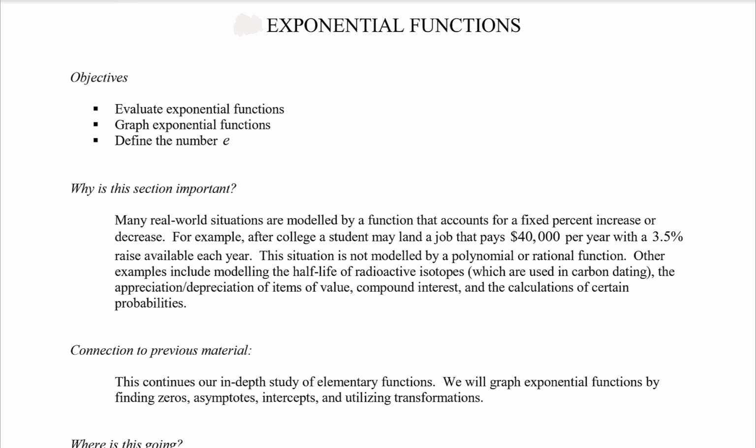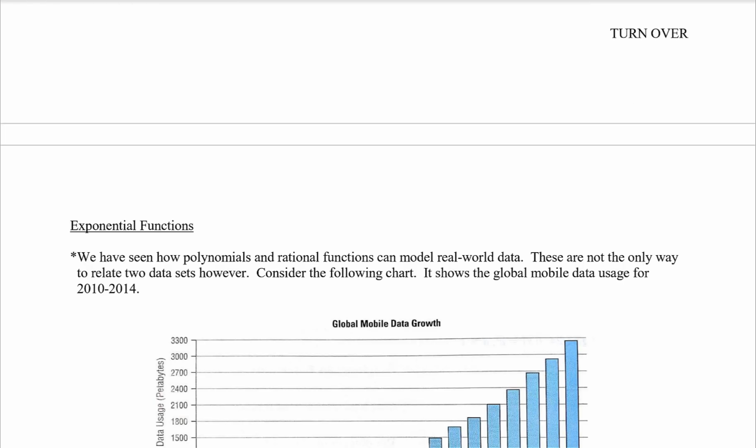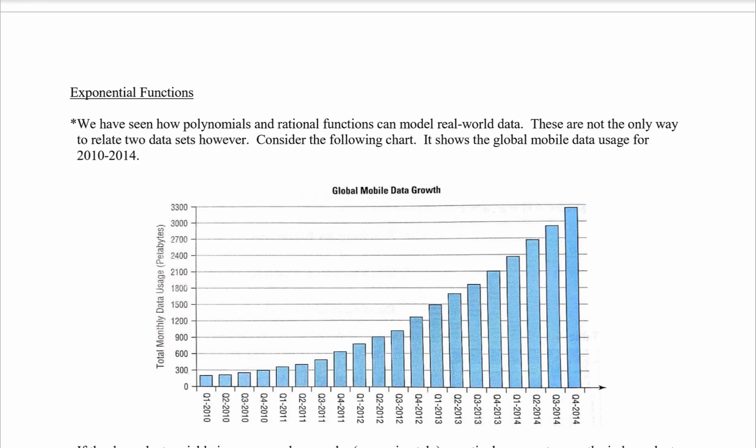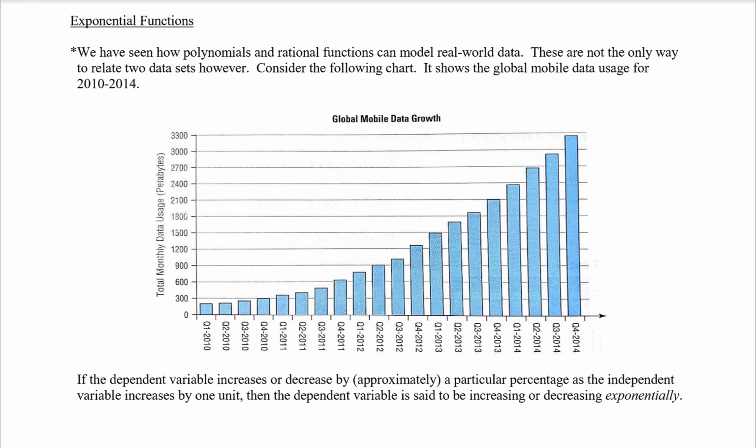Exponential functions themselves are not linear, they're not rational, which are the two we've been paying attention to. They're not polynomial functions. They're not degree 2, degree 4. They're not polynomial functions at all. They're their own separate family of functions. So let's introduce you to a data set where an exponential function would be more appropriate.